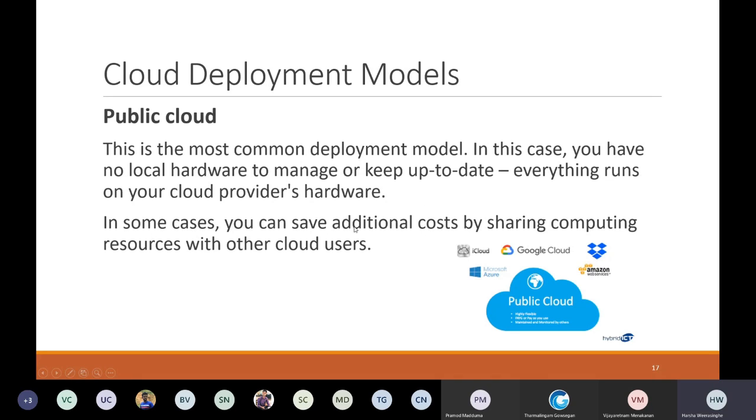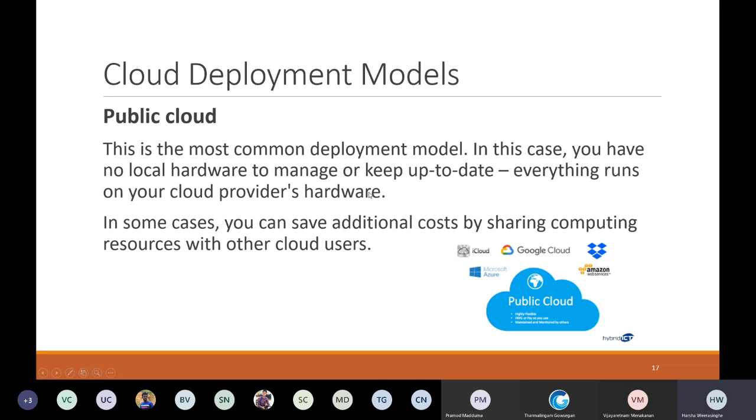But in some cases, you can save additional costs by sharing computational resources. So this is offered by different cloud vendors where you can purchase a public cloud. You're not going to manage this hardware-related stuff. So you can see in this section, it says highly flexible and so on.